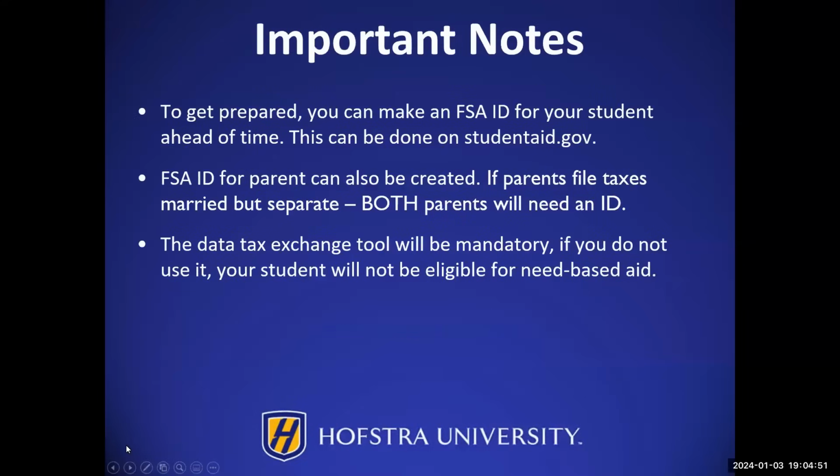So some important notes. To get prepared, if you haven't done so already, you are able to make an FSA ID, which is the login that your student would use ahead of time. So the FSA ID is needed for the student, and a separate FSA ID is needed for the parent. This can be made on studentaid.gov. It can take a few days to verify. Once verified, you're then able to go ahead and complete that application.